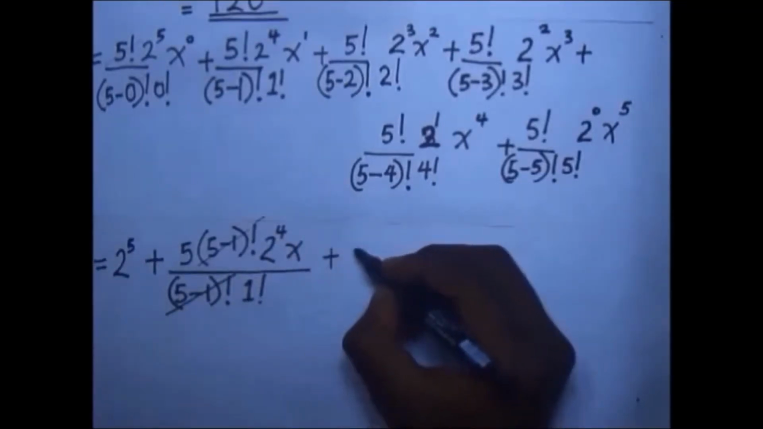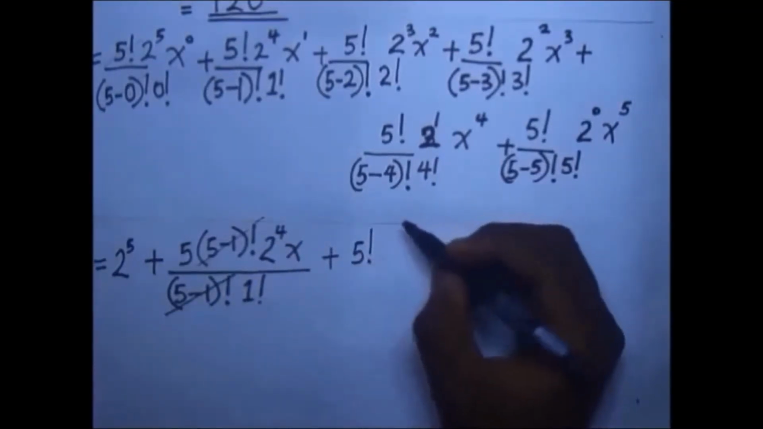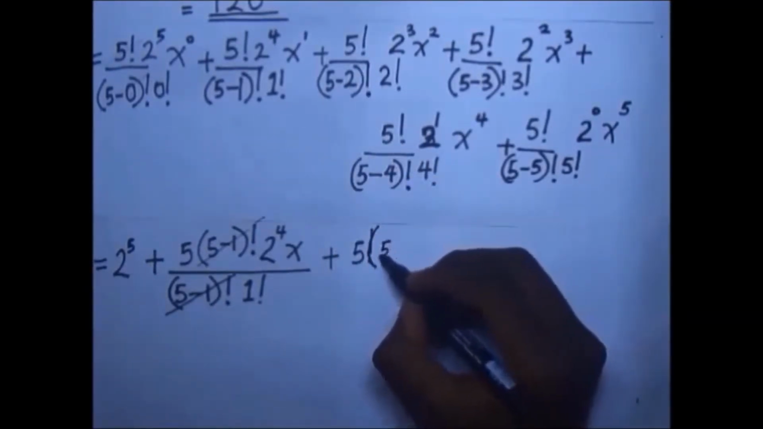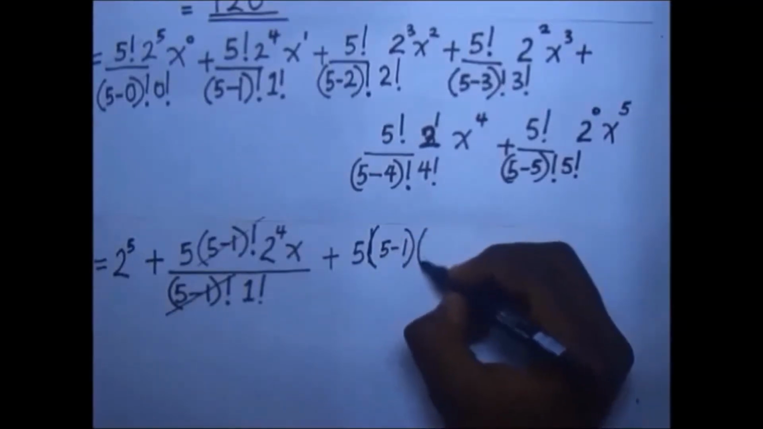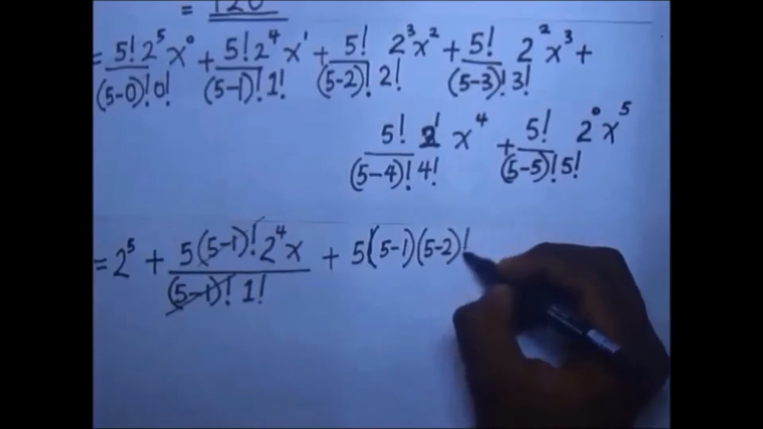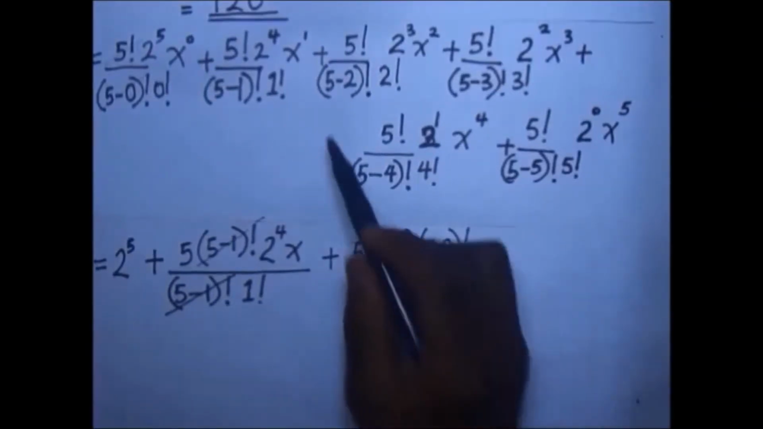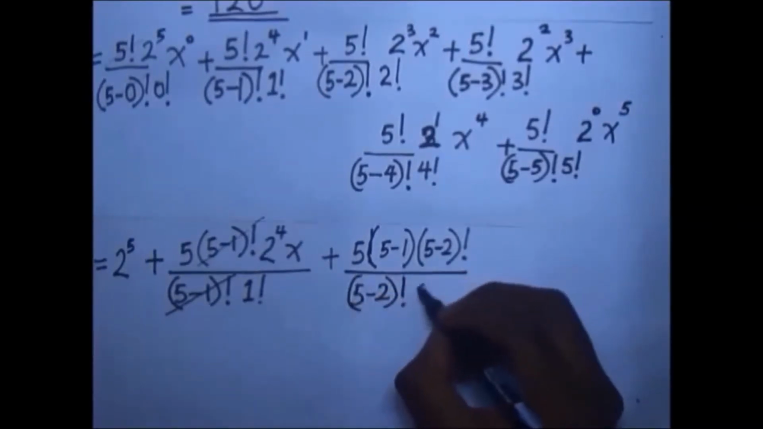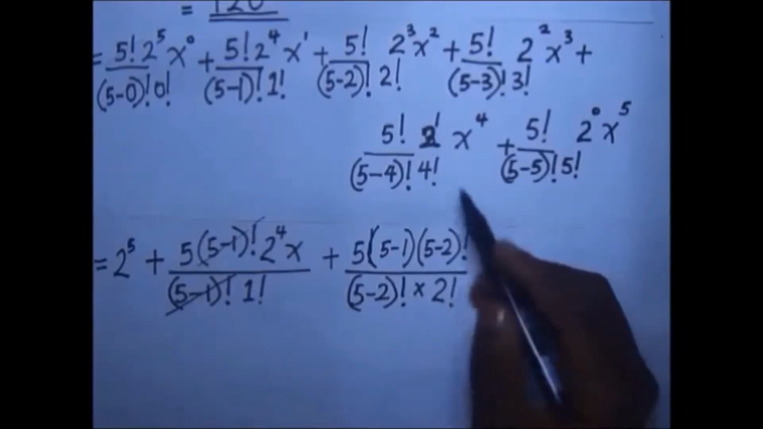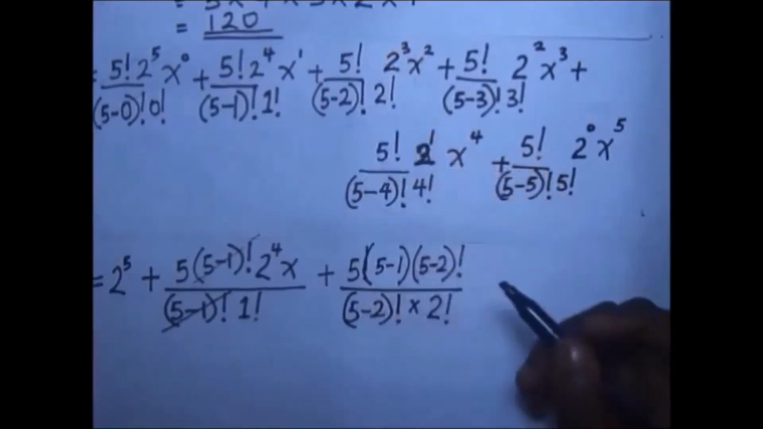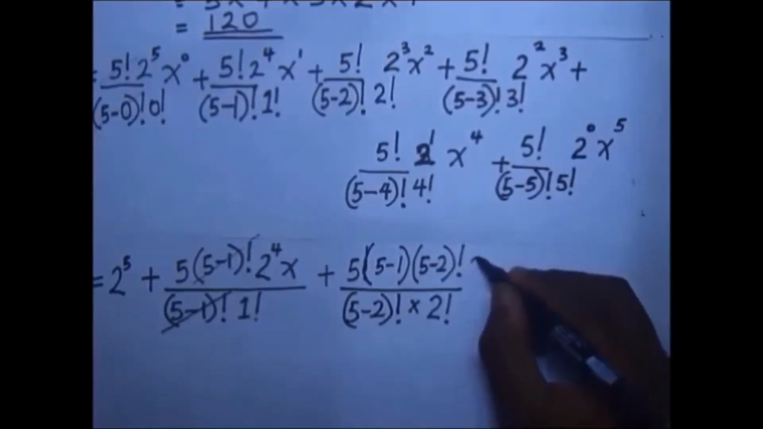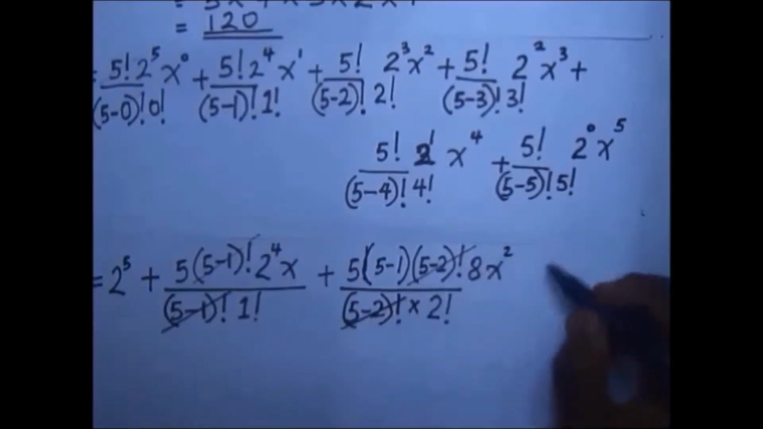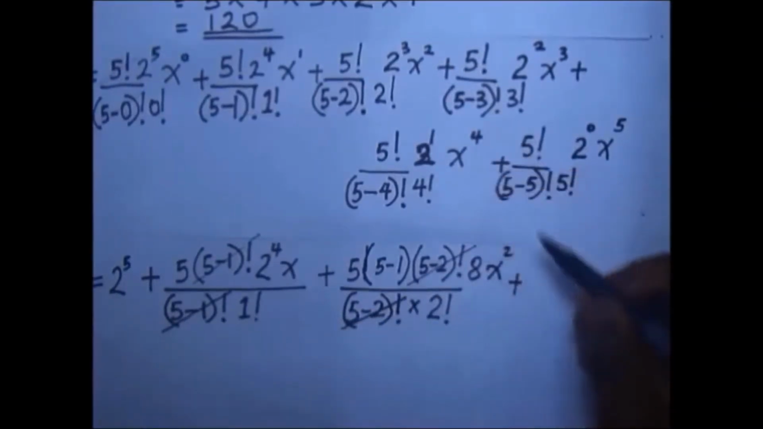We continue, plus 5 factorial, which is the same as saying 5 into 5 minus 1 times 5 minus 2 factorial. Divide that by 5 minus 2 factorial. Multiply that by 2 factorial. All this multiply that by 2 to the power 3. 2 times 2, 4, 4 times 2 is 8. So that is 8x squared. This cancels with that. You continue to the next term.